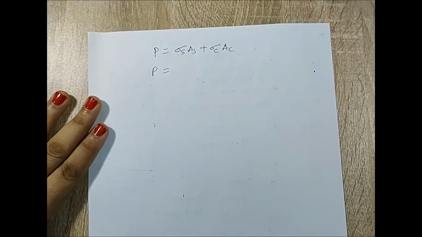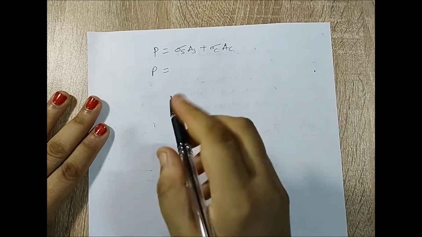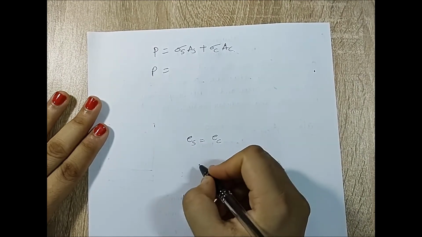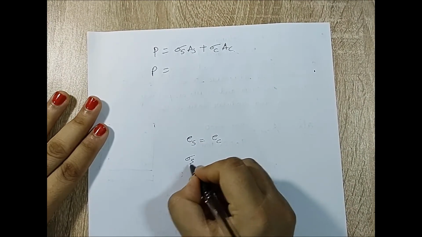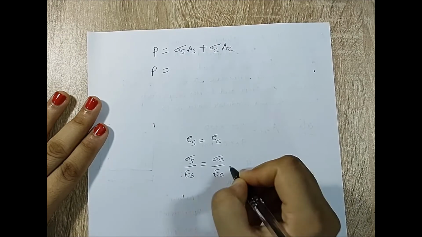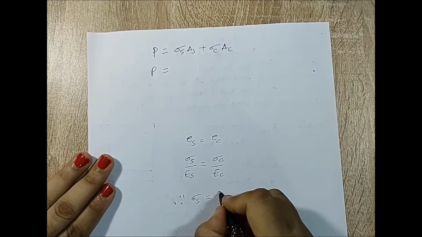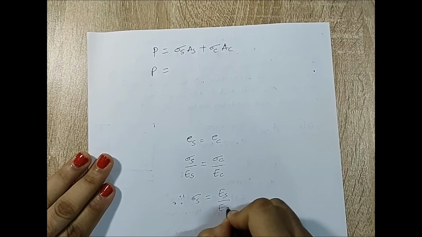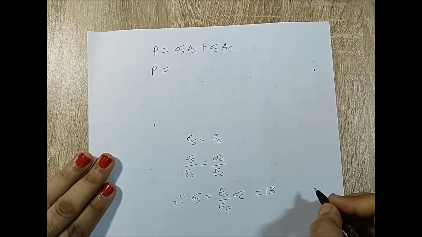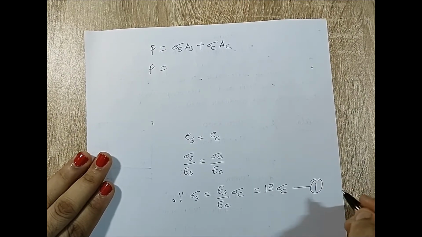Now here the interesting part is sigma S and sigma C is known to me, but I will wait and I will write down E of steel is equal to E of concrete. Here if you see, it will be sigma S upon ES is equal to sigma C upon EC. So sigma S is equal to ES upon EC into sigma C. ES upon EC, which is a modular ratio, is given to me as 13 into sigma C. So I mark this as equation 1.